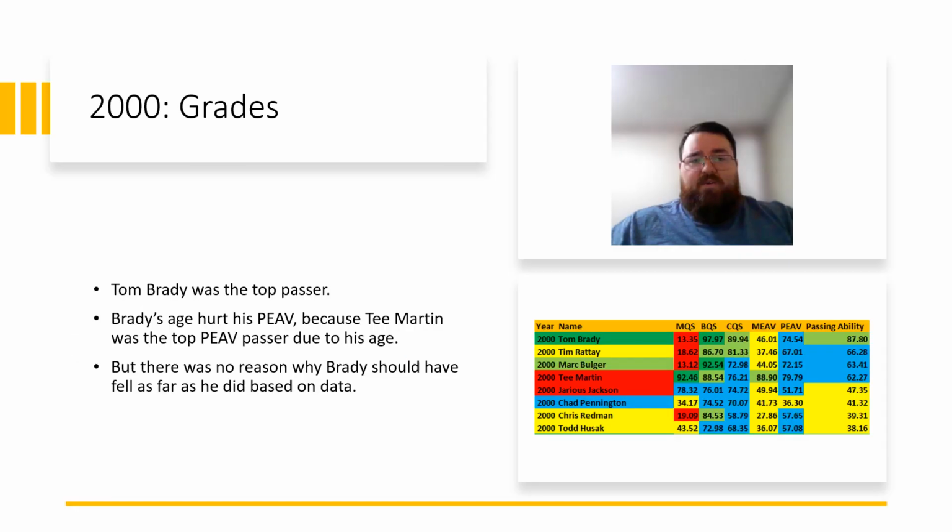And then let's go to 2000, of course. Tom Brady. Tom Brady was the best. He was a top passer based on passing ability. Brady's age hurt his PEAV because T. Martin was the top PEAV passer due to his age.